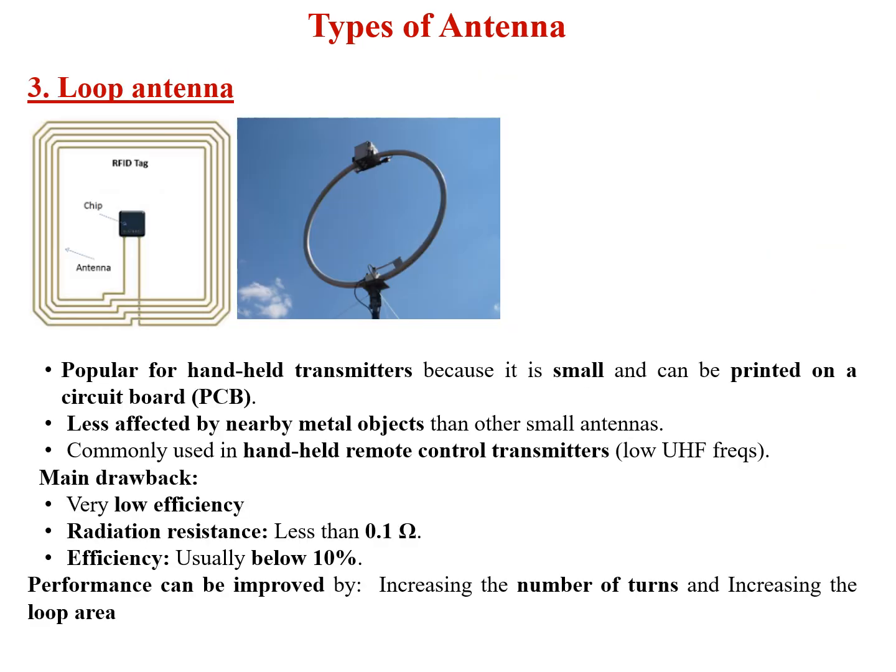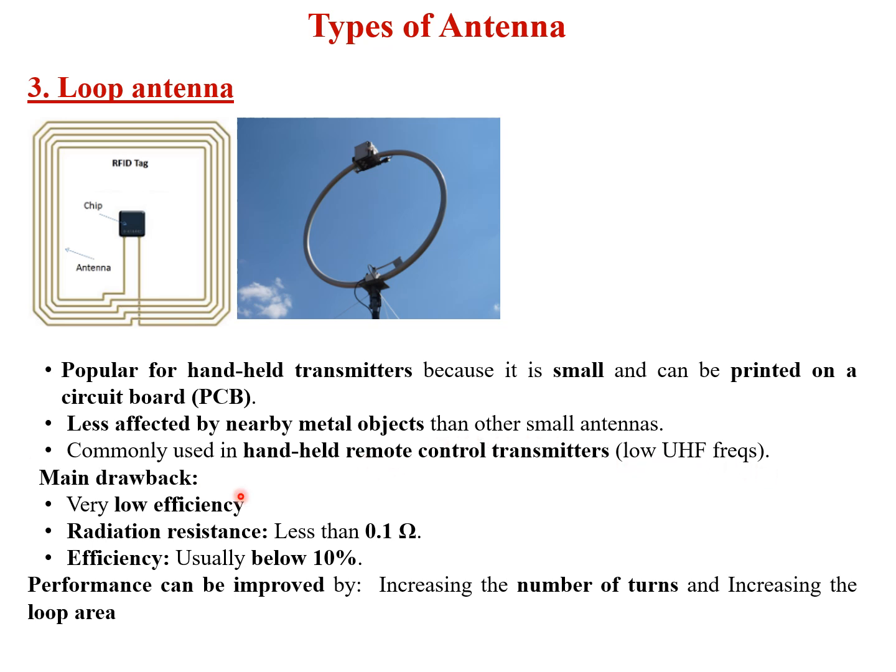And the next one is the loop antenna. This is popular for handheld transmitters because it is small and can be printed on a circuit board. It is less affected by nearby metal objects than other small antennas, and it is commonly used in handheld remote controllers at low UHF frequencies.